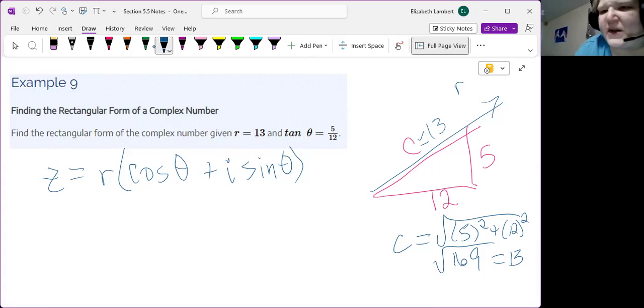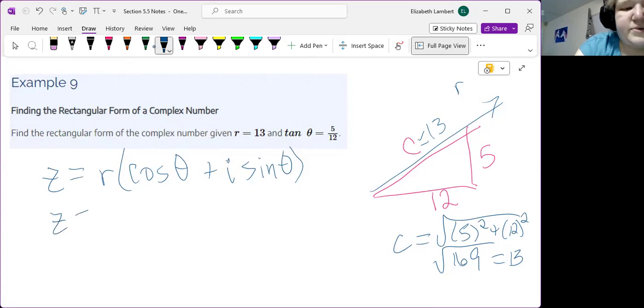I'd say coincidence, but I think it's actually deliberate. I think it would have been better if they gave us a radius that wasn't the hypotenuse length. So you could see that telling you the tangent isn't setting the size of the triangle. This triangle could have been 10 times as big, could have been 8 times as small. All the tangent of theta does is set up the proportion of the two sides.